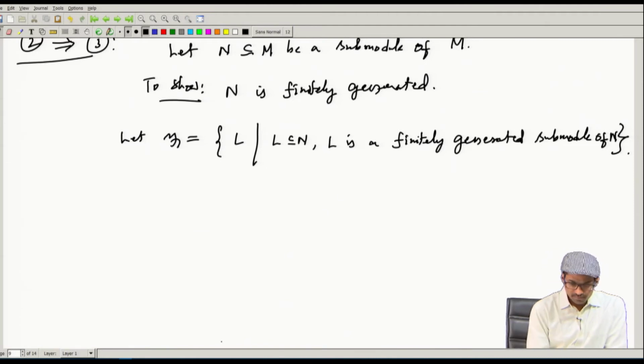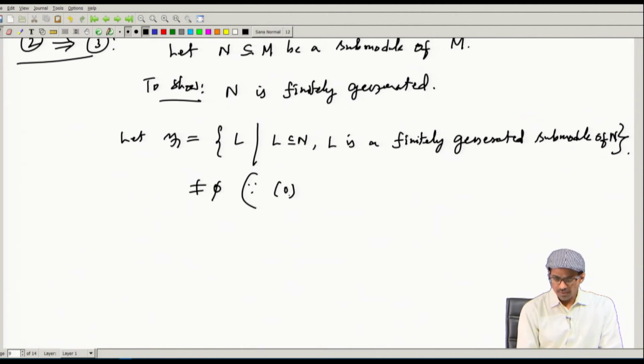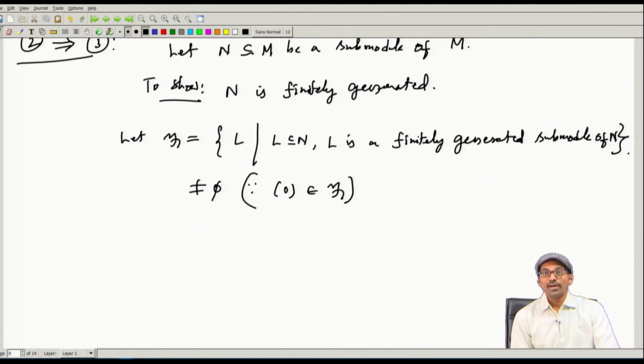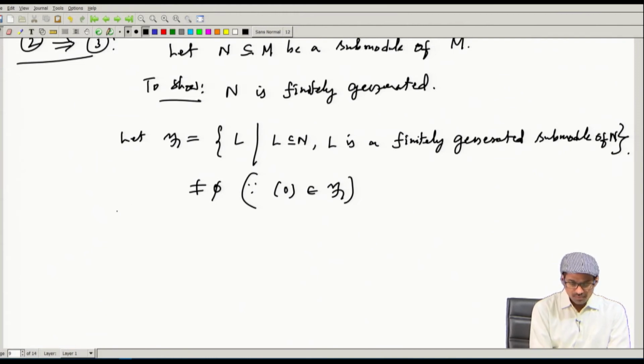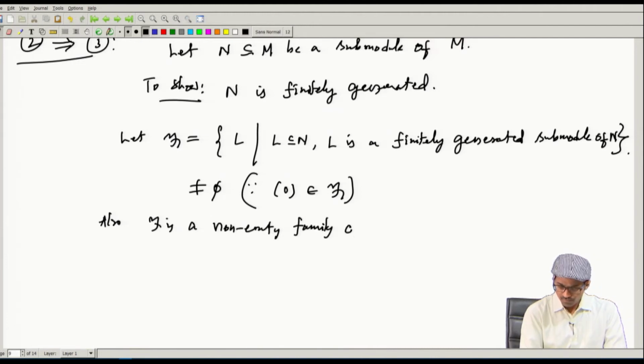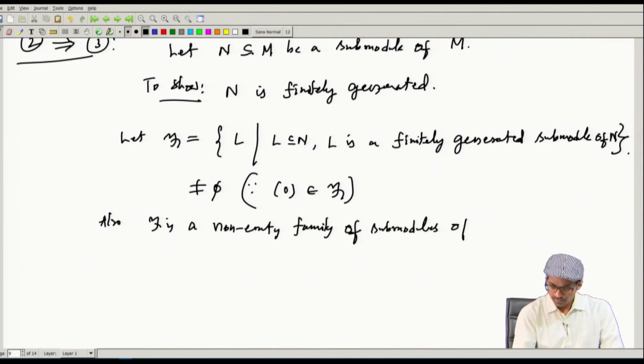So, now this is non-empty. Why? Because if you look at 0, this belongs to F. Because of the 0 submodule, it belongs to F, therefore F is a non-empty family. Now, F is also a non-empty family of submodules of M.